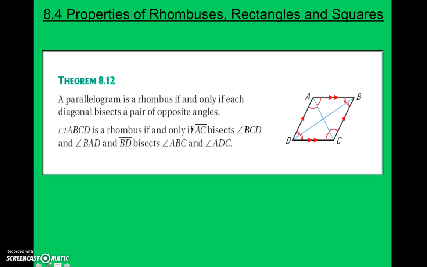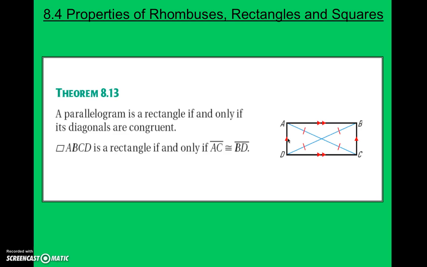A parallelogram is a rhombus if and only if each diagonal bisects a pair of opposite angles. So again, still talking about a rhombus, the diagonals bisect those opposite angles. So segment AC bisects angle BCD and angle BAD. And segment BD bisects angle ABC and ADC.